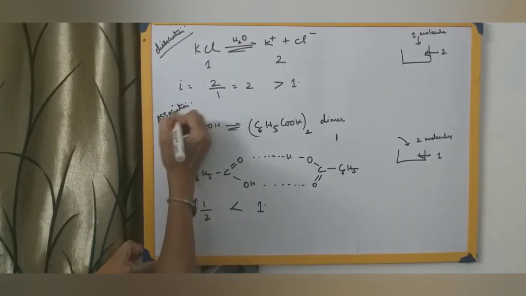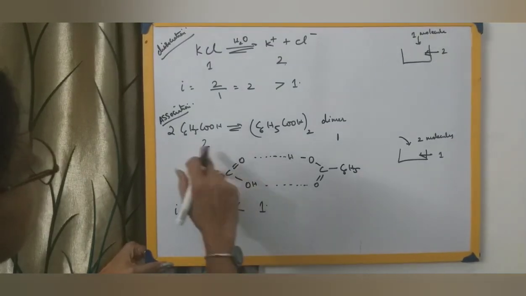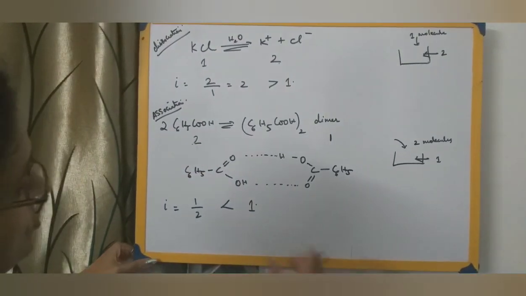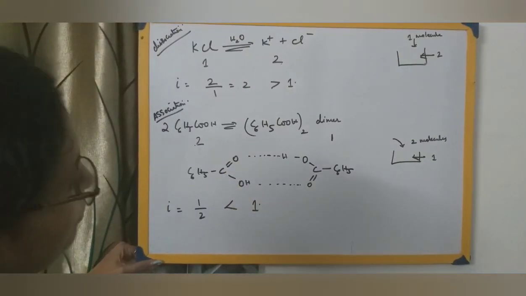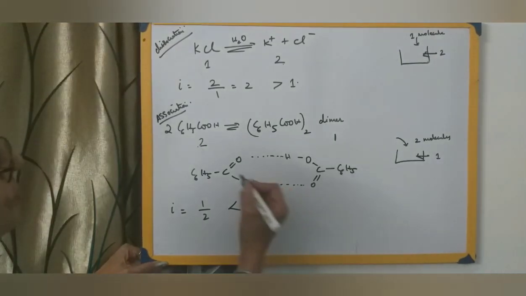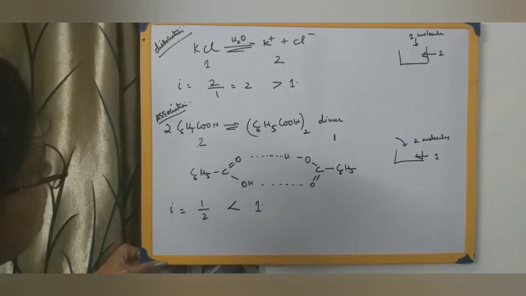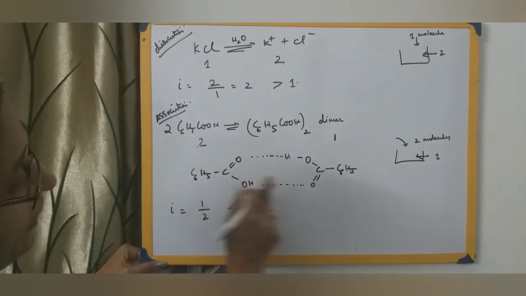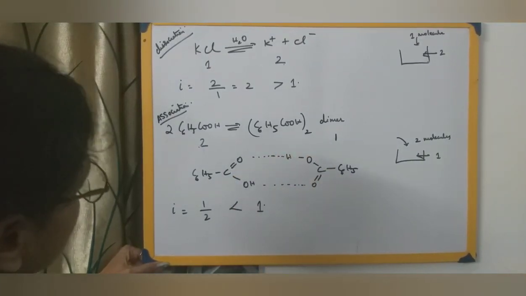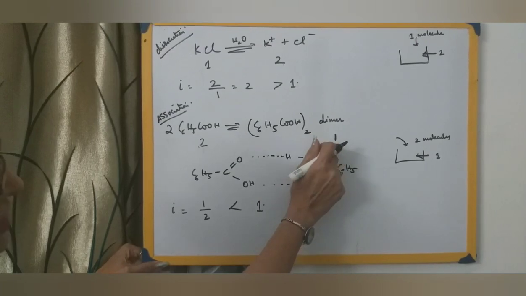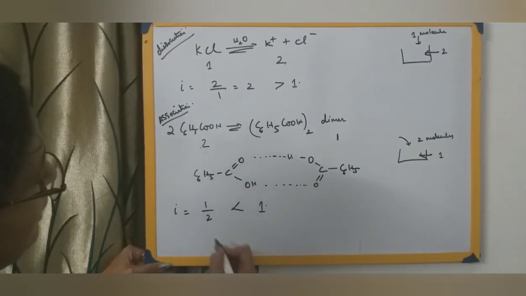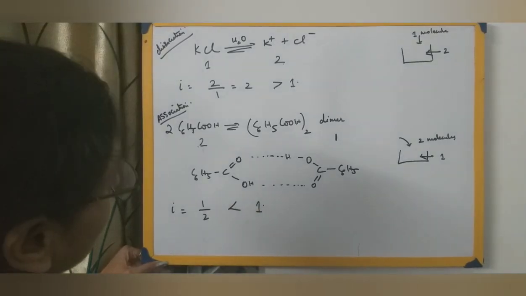We are taking benzoic acid and benzene. These two molecules we are taking over here will undergo association. Weak bonds are formed over here, it will associate, and we will be able to see only one molecule over there. So look here, this way it is undergoing association. This is one molecule of benzoic acid, this is another molecule. It is combining together. So the Van't Hoff factor will be the observed value upon the calculated value over here. So 1 by 2, which is less than 1.